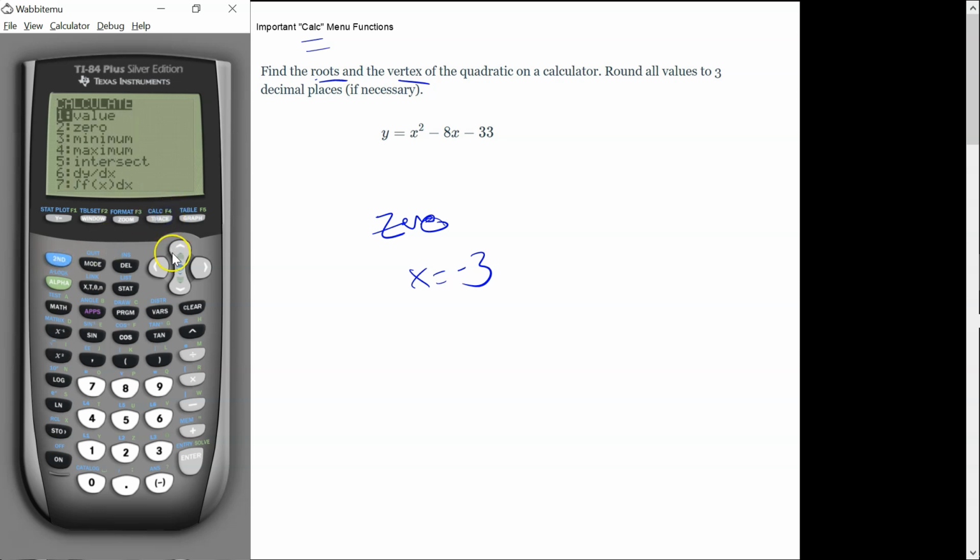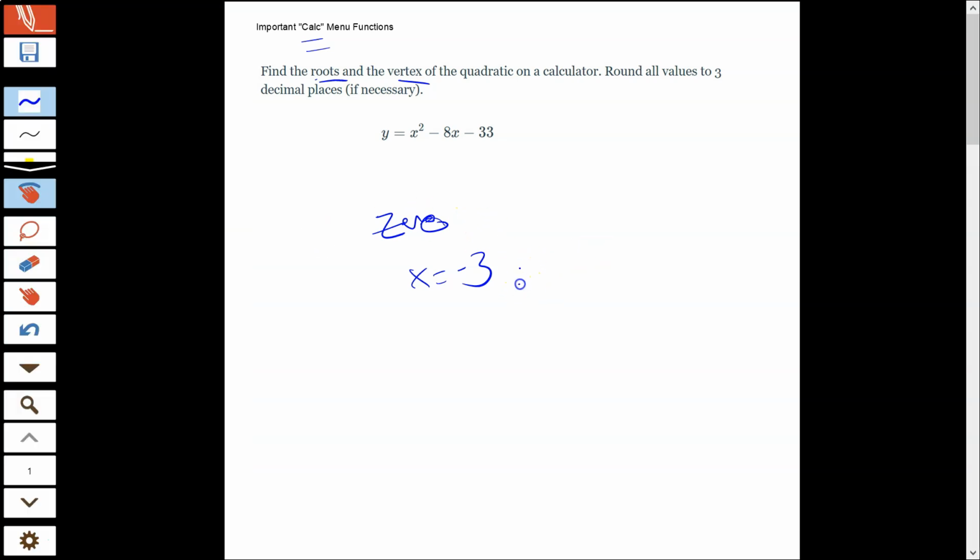So again, second calc, zero, and then the left bound has to be between them now, right? So I'm going to center the calculator. You're telling it where to look, and you want it to look for the right-hand one now. So enter is good here. And then move to the right of the zero, enter. And it's going to ask for a guess, and you hit enter again. And then my second zero is 11. So again, this is second calc, zero, and then the bounds go on either side of the zero.